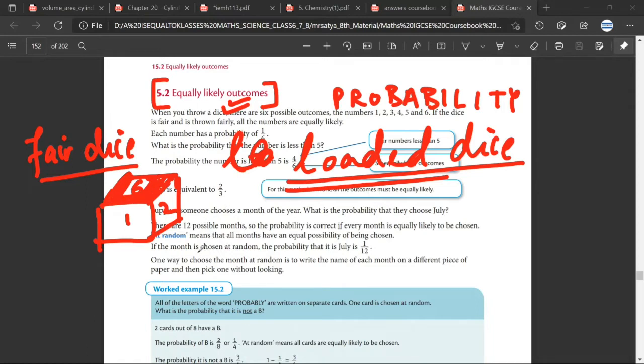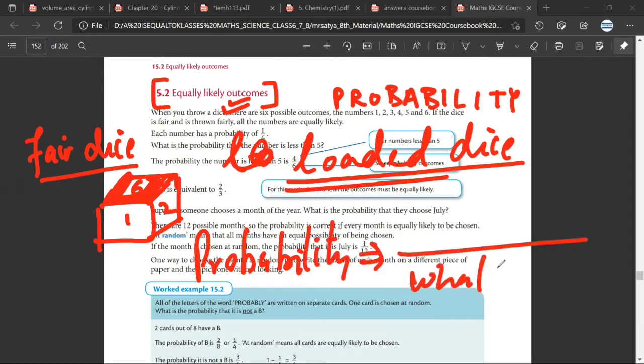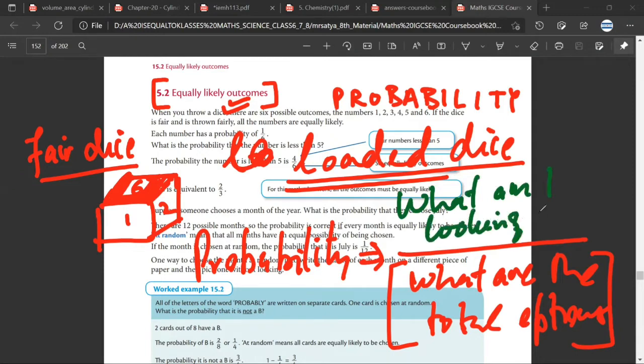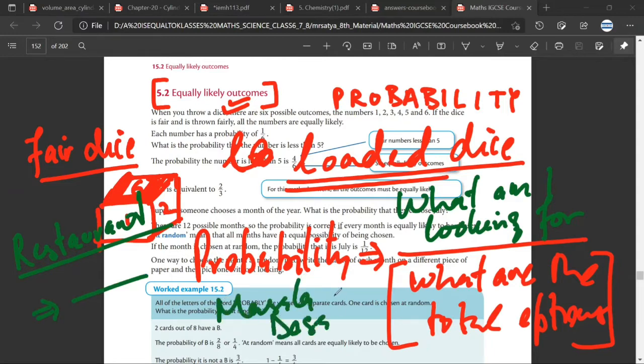Yes, sir. So now the basic, very simple definition of probability is that what are the total options? This should be in the denominator, and in the numerator, what am I looking for? Satya, have you understood? Yes, sir. So for example, you go to a restaurant, let us assume, and you want masala dosa only. Have you understood? Yes, sir. You know that you will want masala dosa only.